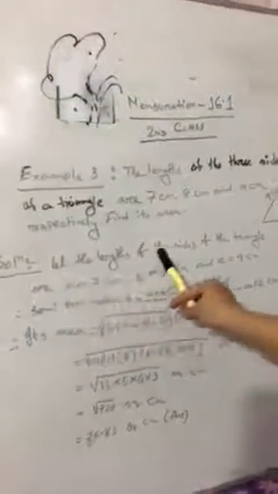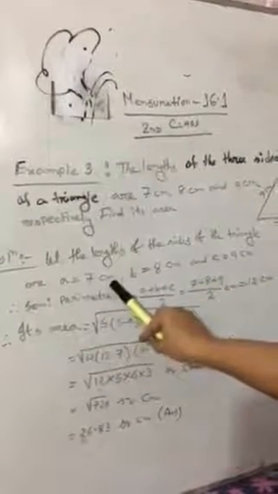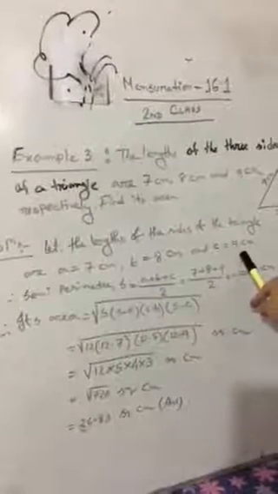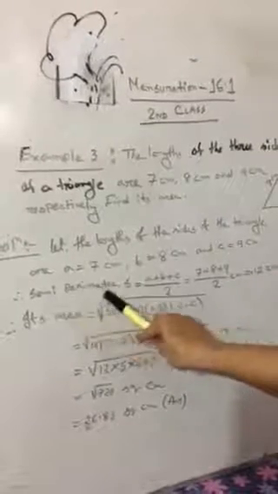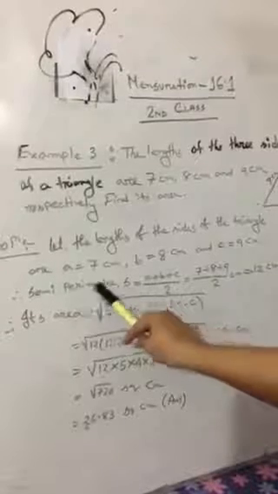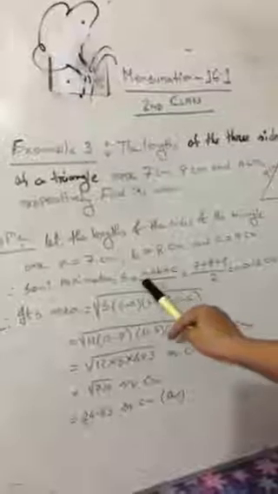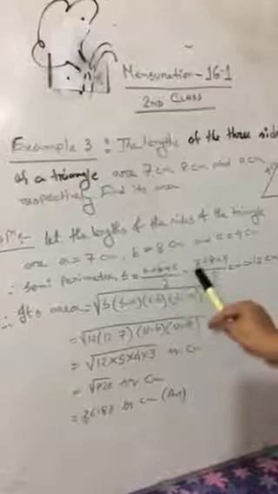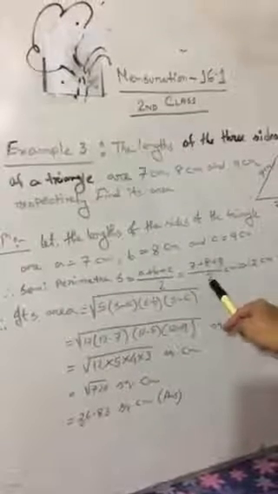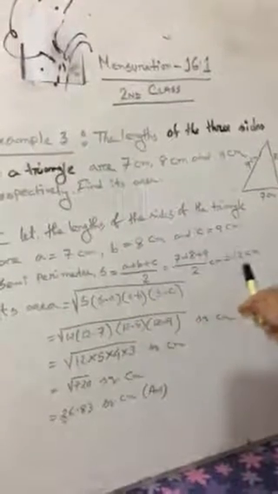Let the lengths of the three sides of the triangle be a equal to 7 cm, b equal to 8 cm and c equal to 9 cm. Let's find the semi-perimeter. I told you before about semi-perimeter. We denote semi-perimeter s equal to a plus b plus c divided by 2. Let's put the values of a, b, c: 7 plus 8 plus 9 divided by 2, and the answer is 12 cm. That means s equal to 12 cm.